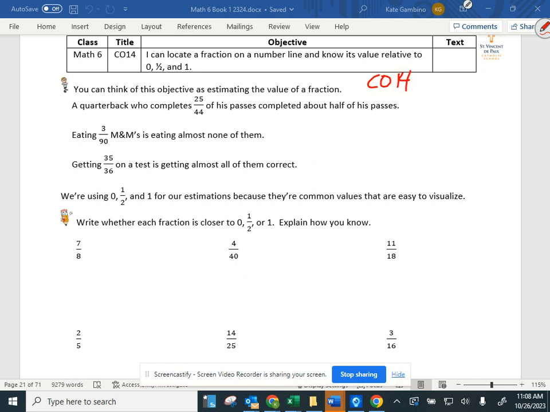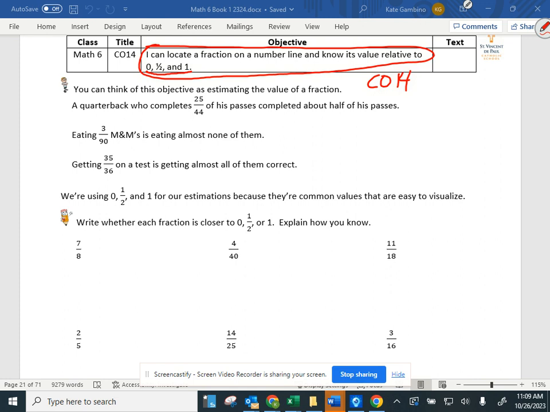So what do you think would be a good thing to write for our help sheet? What would help you when we're looking at this? One thing you always want to do when you're taking the test and you come to the next section is read. It's going to say what that objective is about. So it'll tell you the objective, so that's going to be on the test. I can locate a fraction on a number line and know its value in relation to 0, half, and 1.